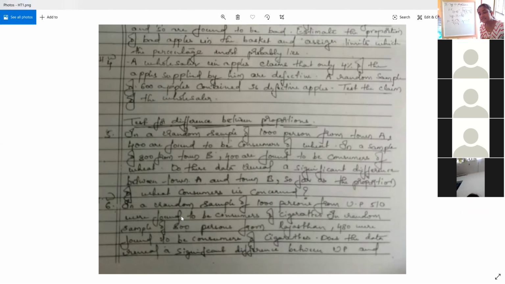So here our success is consumption of wheat. Those who are consumers of wheat are our success in this example. In town A there are 400 consumers of wheat, and in town B there are also found to be 400 consumers of wheat. So do these data reveal a significant difference between town A and town B so far as the proportion of wheat consumers is concerned?